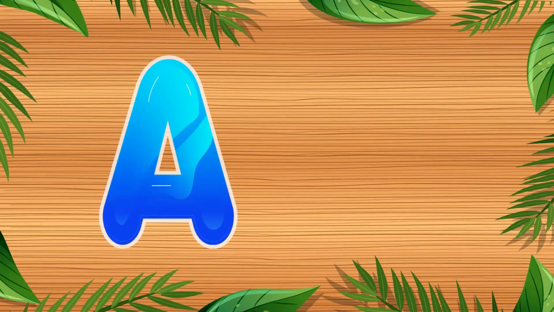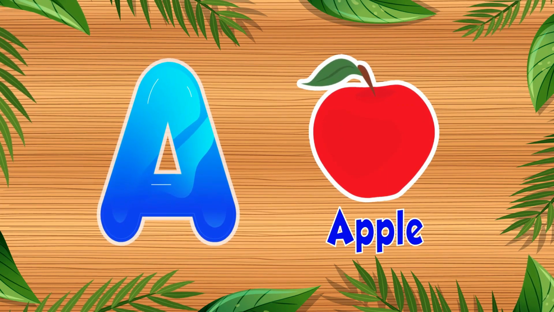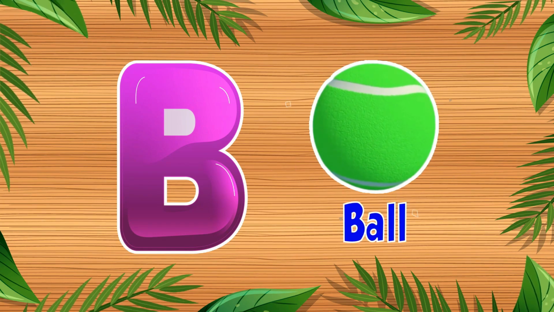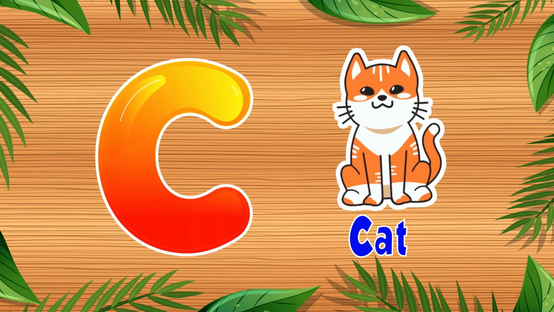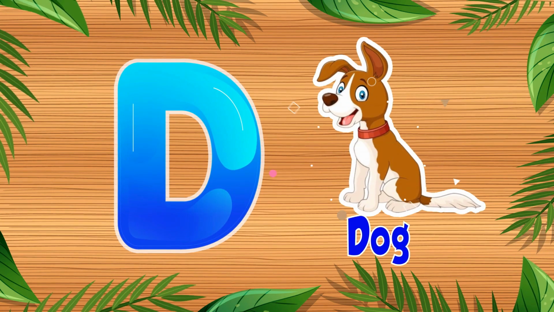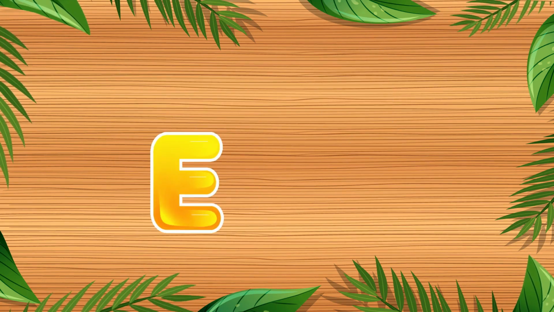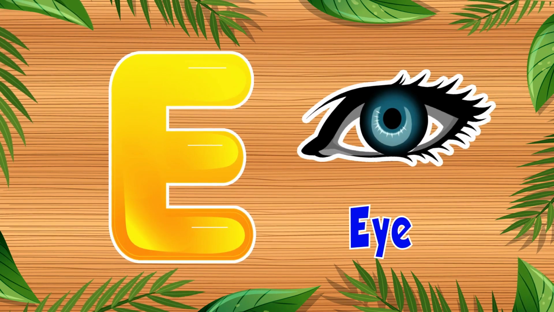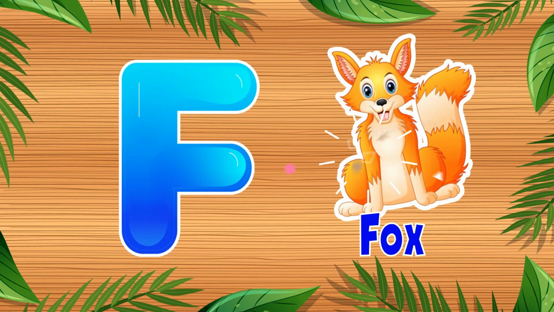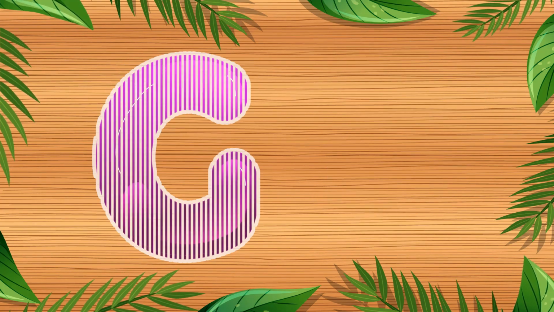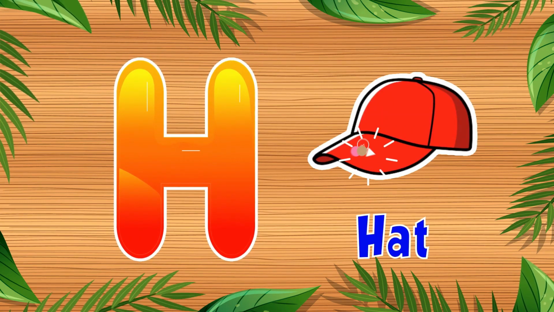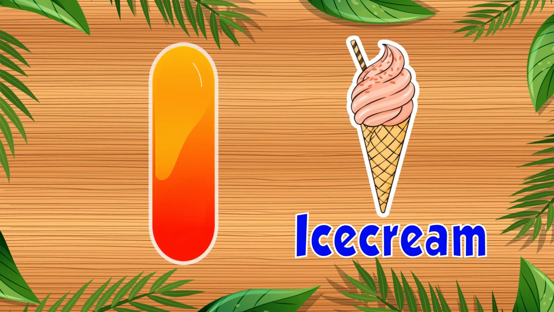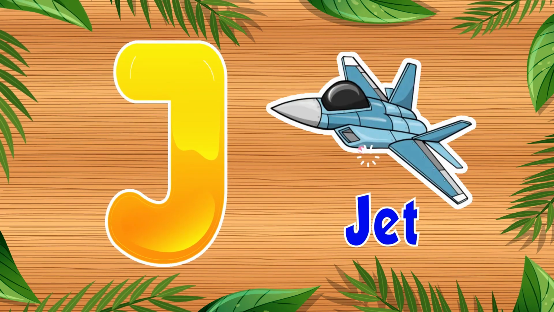Zigzag. A for apple. B for ball. C for cat. D for dog. E for eye. F for fox. G for grapes. H for hat. I for ice cream. J for jet.